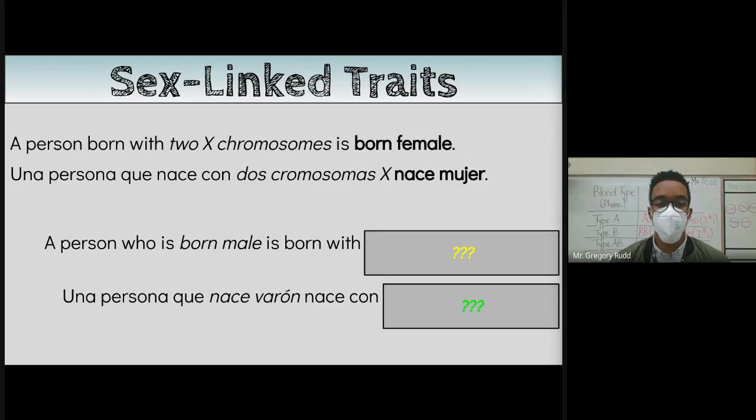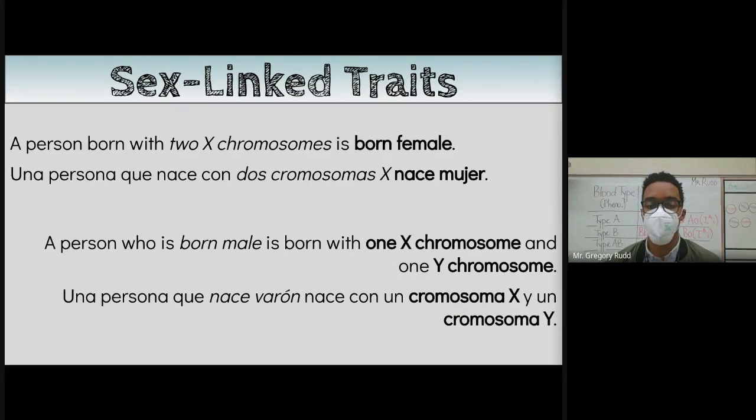And so a person who was born male would be born with what? What do we think? There's still 2. So just like the other traits we were talking about, you always get 2. Which 2 do you think? Yeah, in this case, you get 1 X and 1 Y. So it's a little bit different. You might think that you get 2 Ys if you're born male, but you actually get 1 X chromosome, and then additionally, you get 1 Y chromosome.